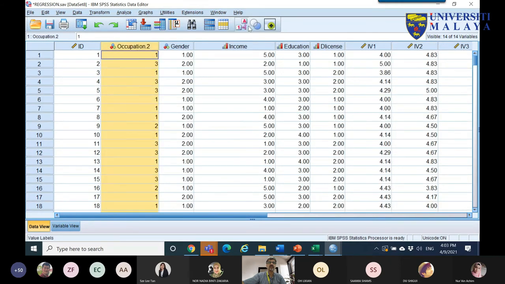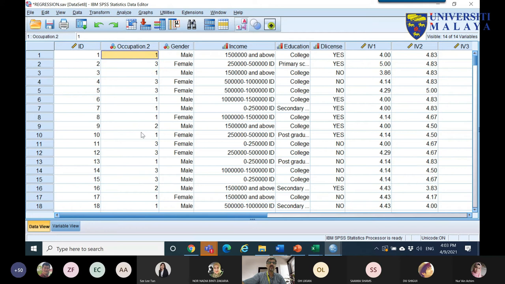So look here, we have occupation. Maybe the occupation is 1, 2, 3: government, private, self-employment, right? So this occupation is not ordinal data, and it is not continuous data. Can I use this occupation in my regression analysis? Definitely no, we cannot use it. Why? Because the numbers do not reflect the value. Maybe you put government as 3, another person puts 1, no matter, these are only codings.